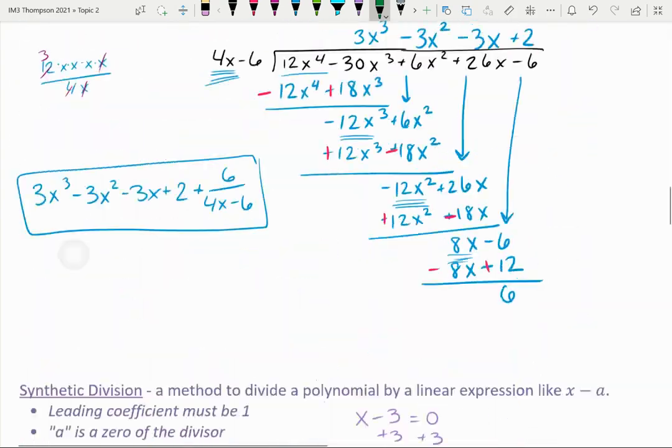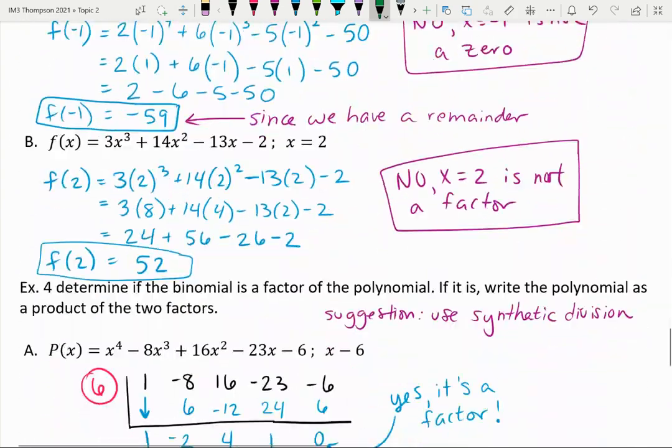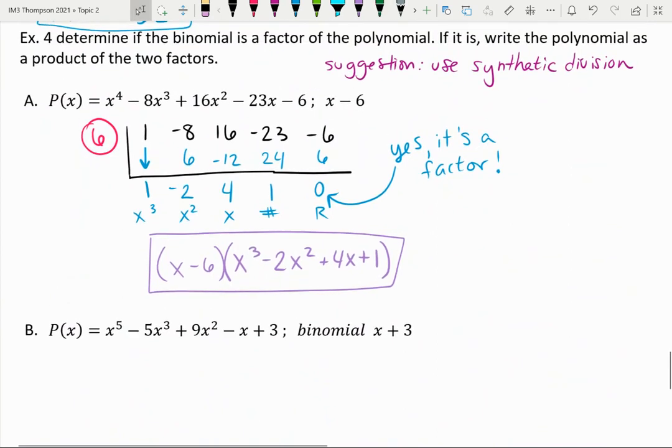So same thing down here. I have a whole polynomial. I'm dividing by some number, some expression, and I get something with no remainder. That means it goes in evenly. Therefore, x minus 6 is a factor, and I can take x minus 6 times the result, x cubed minus 2x squared plus 4x plus 1, to get what I originally started with.